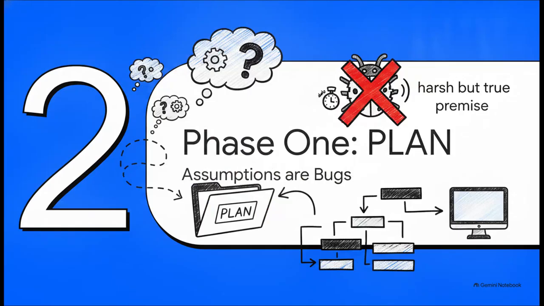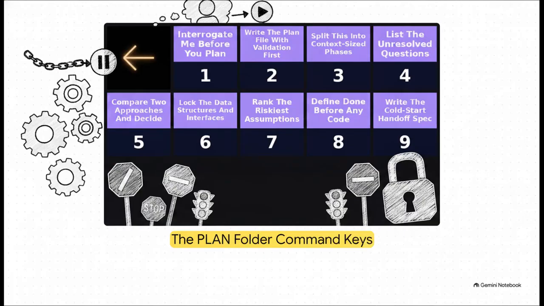Phase 1. Plan. Assumptions are bugs with a delay timer. In this phase, we're operating on the premise that assumptions are basically just bugs with a delay timer. Looking at the command keys available here, you'll definitely notice a theme. The prompts in this folder force all the heavy strategic thinking to happen way before a single line of code is ever written. You use these at the start of anything bigger than a simple one-file fix. And importantly, every single prompt triggered by these keys ends with the word stop. The agent is essentially legally bound to pause and wait for your human validation.